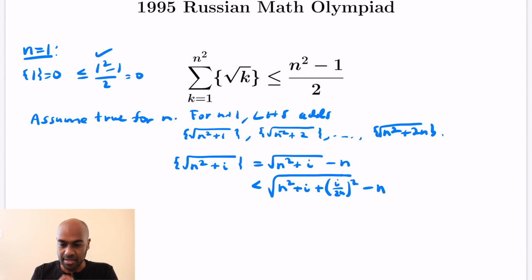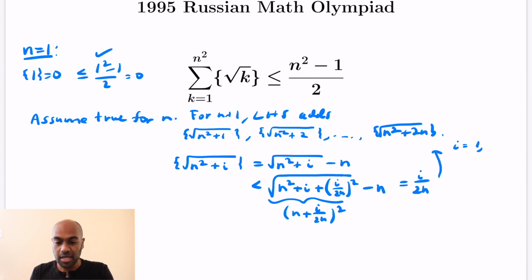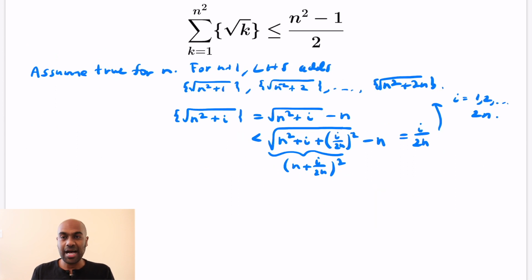Okay, and that would give us a strict inequality, and we subtract n. So completing that square, the inside becomes the quantity n plus i over 2n, all squared, and we're taking the square root of that. So this quantity that we have as an upper bound is actually i over 2n. So the fractional part of the square root of n squared plus i is i over 2n, and that's going to happen for all these various values of i that go from 1 to 2n.